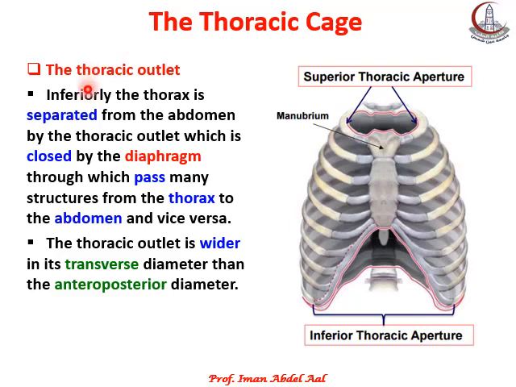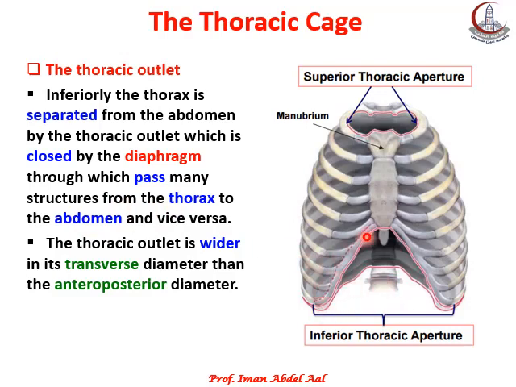Now we are going to speak about the thoracic outlet. The thoracic outlet is the inferior part of the thoracic cage. This opening is separated from the abdomen by what is called the diaphragm. In Arabic, it's called al-hijab al-hajiz. So, inferiorly, the thorax is separated from the abdomen by the diaphragm. Through this diaphragm pass structures from the thorax to the abdomen and vice versa.